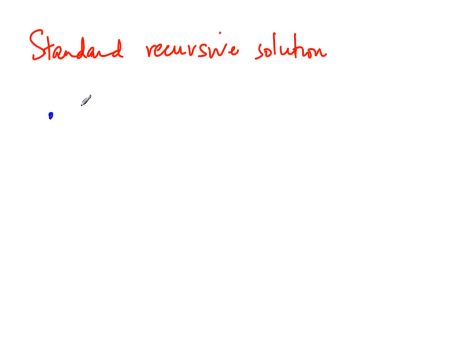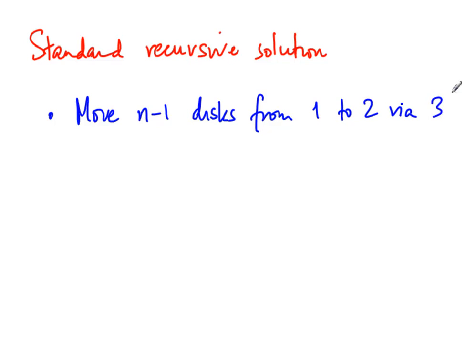So this has a very standard recursive solution. We will not write out code for it, we'll just describe it in words. You're trying to transfer n disks, so presumably you know how to transfer n minus 1 disks. So you move n minus 1 disks from 1 to 2 via 3, that is using 3 as the auxiliary. Now the biggest disk is still sitting here, and on 2 you have all the other ones. So now you can take this disk and move it there.